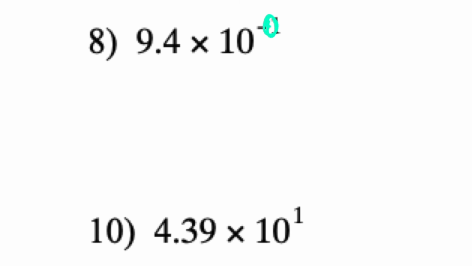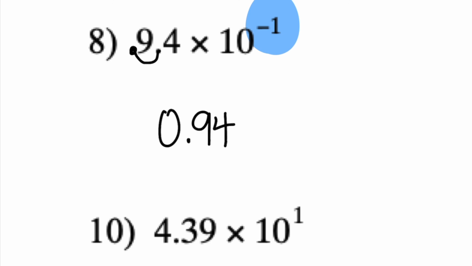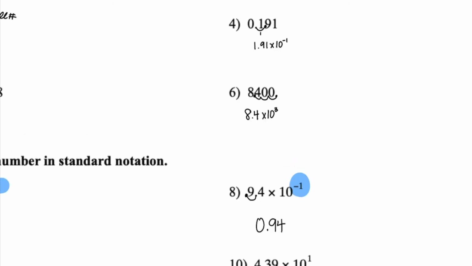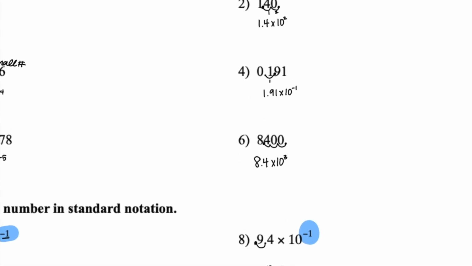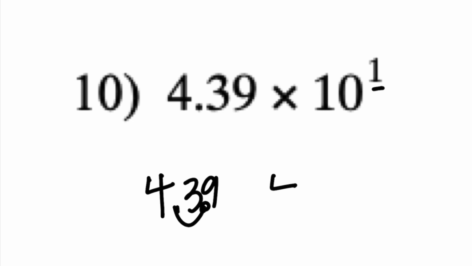This one, we have a negative exponent, so it's a smaller number, and we're going to move the decimal over to the left, 0.94. And this next one, we have a positive exponent. We're going to move the decimal to the right. So we get 43.9.